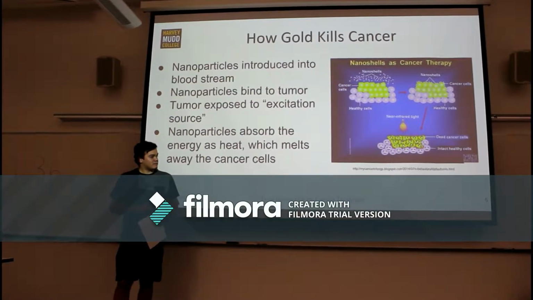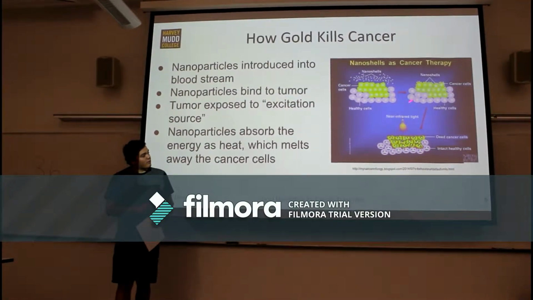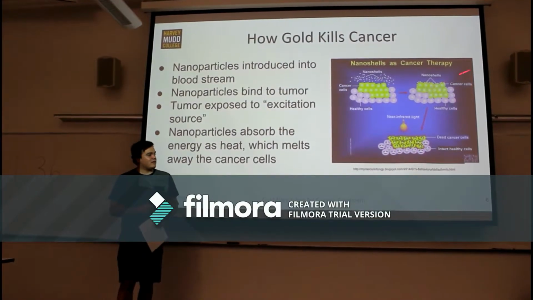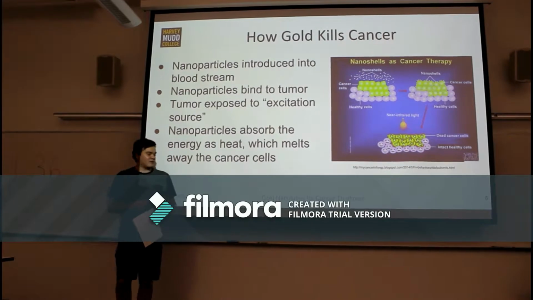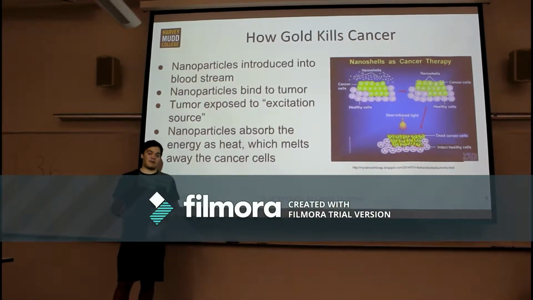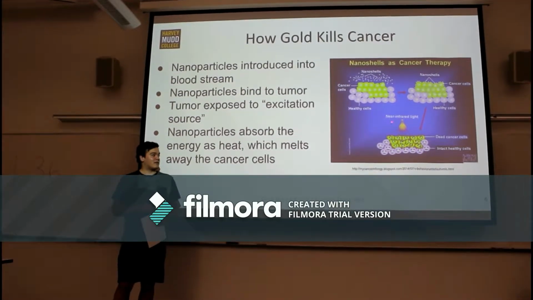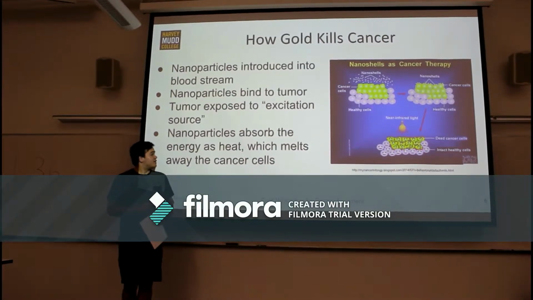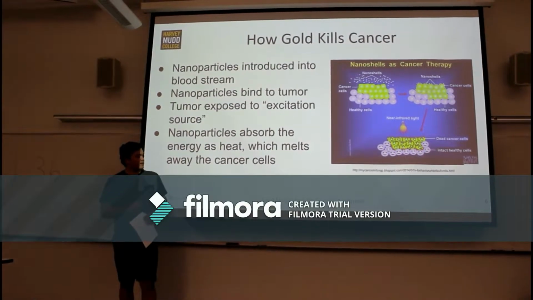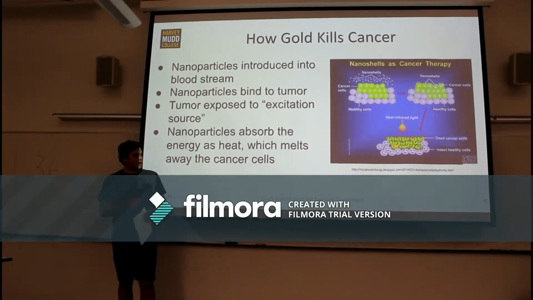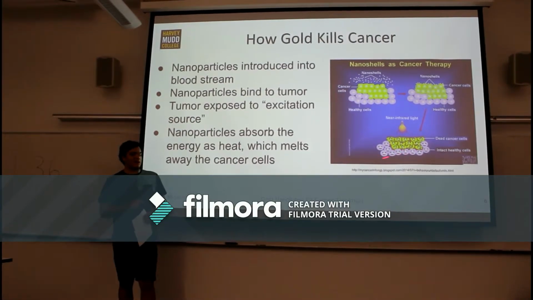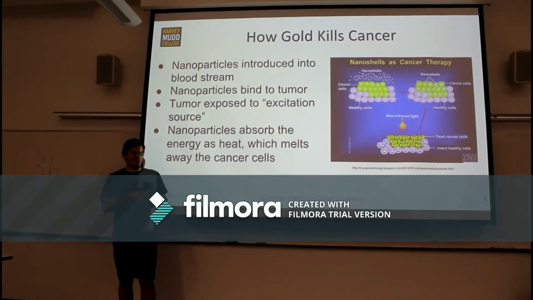After the nanoparticles get onto the cancer cells, they will be exposed to an excitation source. In the clinical trial we found, it was near infrared light, and taking advantage of the properties of the nanoparticles, the nanoparticles will absorb the light and release heat, which will kill off the cancer cells without harming the intact healthy cells, thereby killing the cancer.